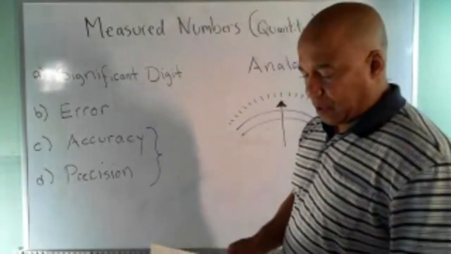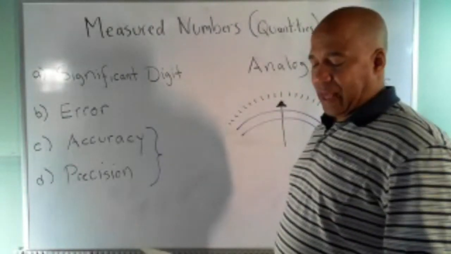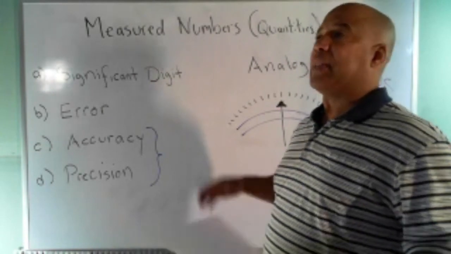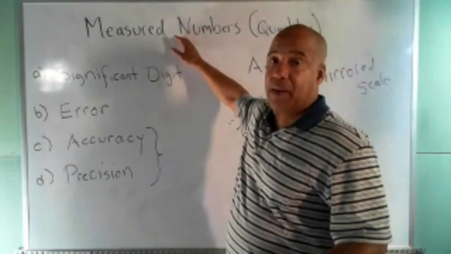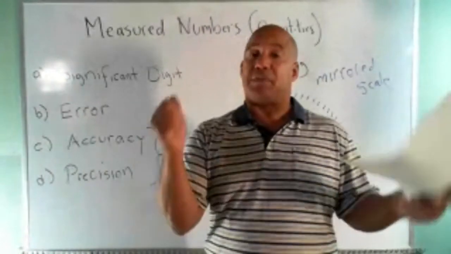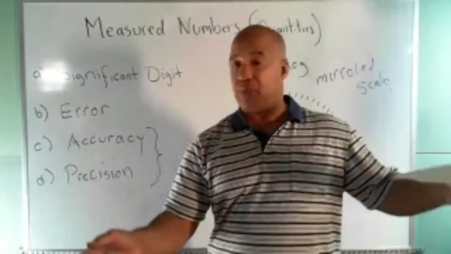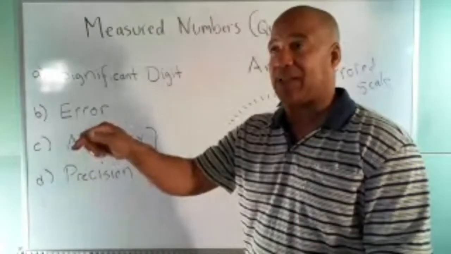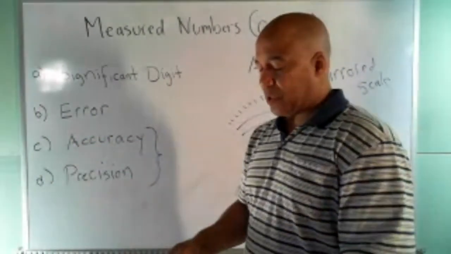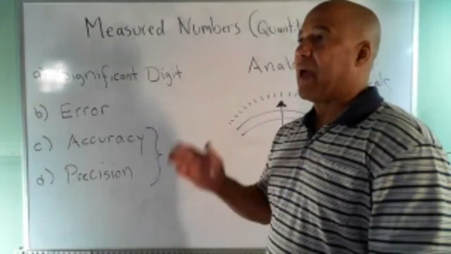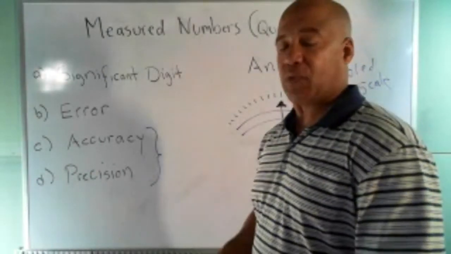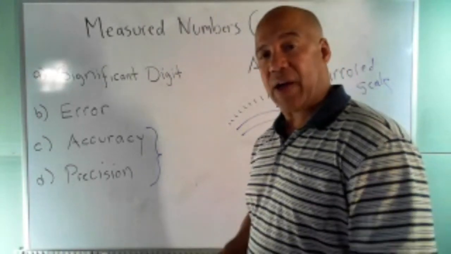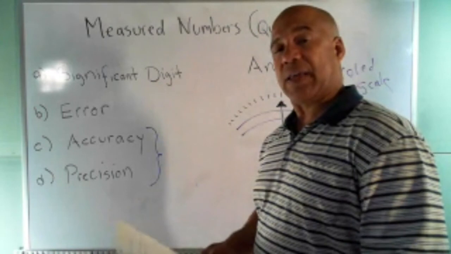So, for accuracy, what we have for definition is how close you are to the true value. Now, remember what we're talking about. We're talking about making measured numbers, so I have some kind of device that's making this measurement for me, a scale, thermometer, meter, some kind of measuring device. And so when I say the device is accurate, we're saying how close you are to the true value. How close is that measurement to the true value? That's what we mean by accuracy. Precision is how often you hit the same value.